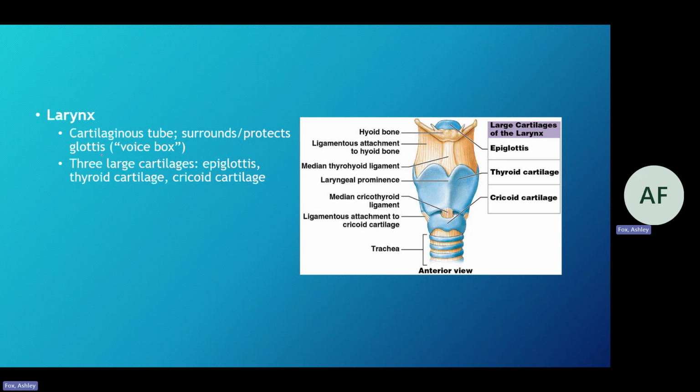And it protects the glottis. And the glottis is going to be the opening to the trachea, but also where your vocal cords are. And your vocal cords are around it. So that's why we say voice box, because your vocal cords are what vibrate to make your noise when you're speaking. So we have three major cartilages. Again, the elastic cartilage called the epiglottis, the thyroid cartilage, and the cricoid. Again, we're going to go over that more significantly in lab.